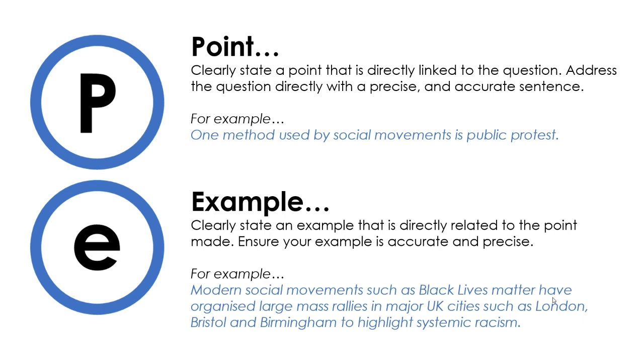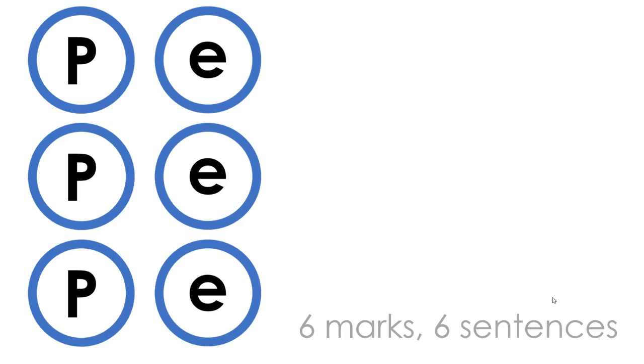So what you've done there in a very, very simple way is you've made a point and you've attached an example to it. So in terms of how you approach the whole question, you just do this 3 times. In other words, you write around 6 sentences. Obviously, those sentences will vary in size and length, but essentially you are doing point example, point example, point example, and that is going to structure your answer for you.